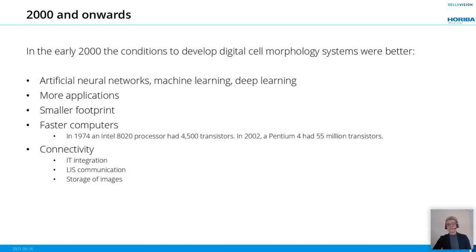And of course, since computers were cheaper and could have much more storage room, it was also easier to store more images, and in that way also make the analysis bigger and run more cells, for example. So there were quite some improvements here in the early 2000s that made it perhaps easier to develop and take our way into the laboratory.